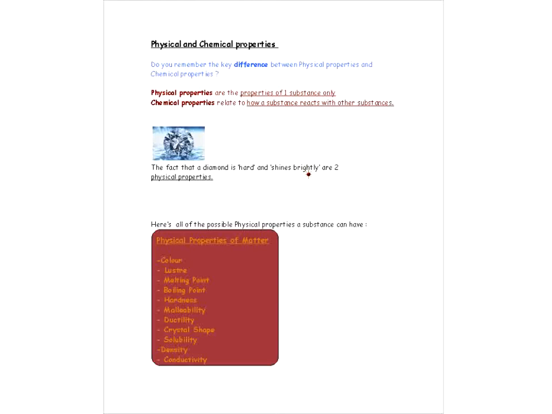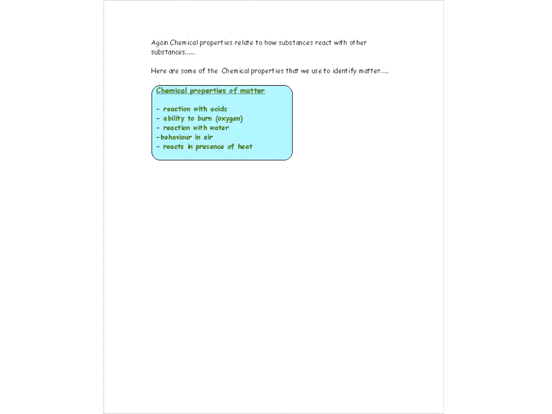So here's some examples of physical property. Color, luster, that has to do with shine. Melting point and boiling point, hardness. Malleability, okay, that has to do with whether you can hammer something into a sheet. Ductility is whether you can pull it into a wire. Crystal shape. Solubility, that's how well something dissolves in something else. Density, you know, how dense something is refers to how much mass there is in a certain amount of volume. And conductivity, and that could relate to whether it conducts heat or electricity. Okay, so those are all physical properties. And again, really important to memorize those.